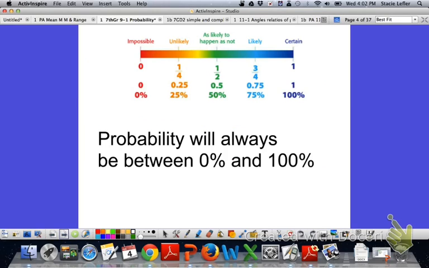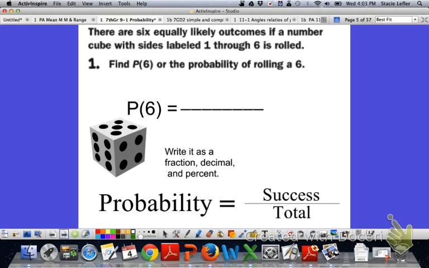The fact about probability is it always has to be somewhere between 0% and 100%. So you can never have a chance of something happening be less than 0, and the chances could never be more than 100%, because 100% means it is absolutely going to happen. So follow along as I show you how this works.